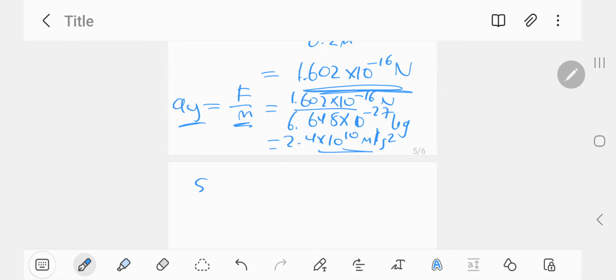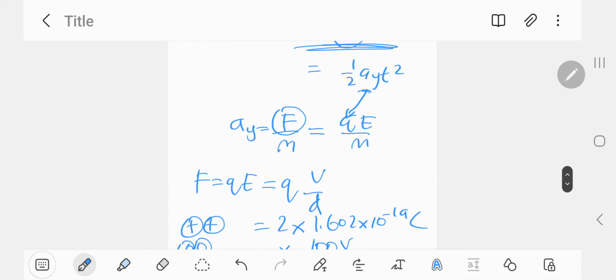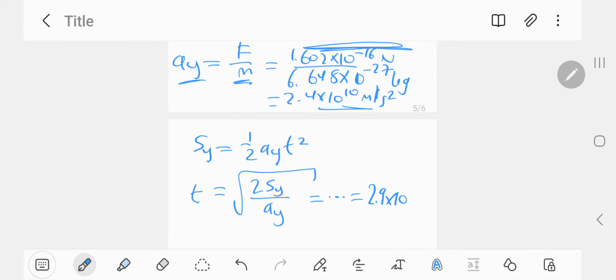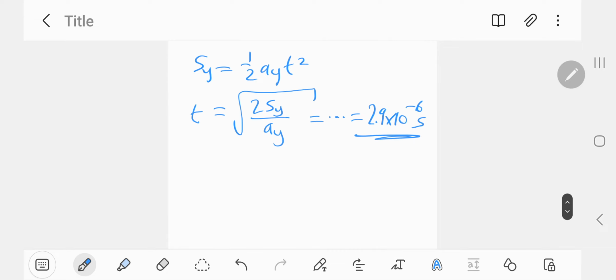Let's now plug into this. S sub y is half a sub y t squared, and rearrange for t. So t is the square root of 2 s sub y over a sub y. I'm not going to write all of this down, I'm just going to skip some steps here. I'm sure you can plug in and work it out on your calculator. You get 2.9 times 10 to the minus 6 seconds. It happens very quickly, 10 to the minus 6, a microsecond.